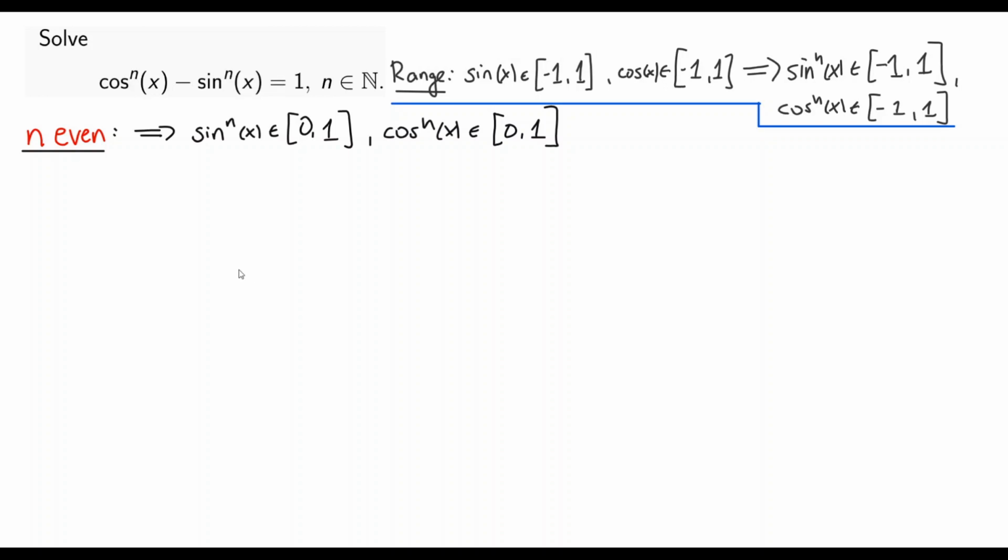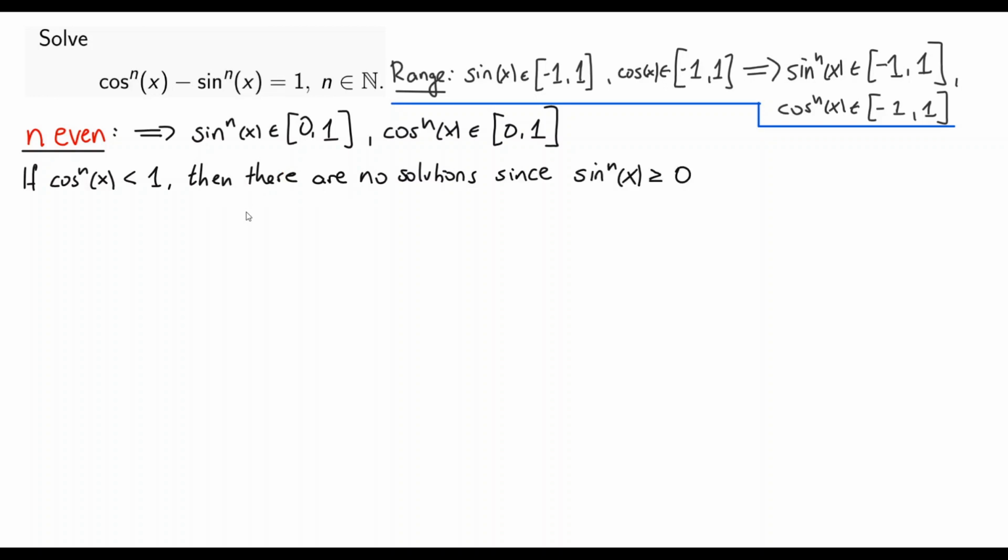Let's consider the case where cosine to the nth is smaller than 1. If that is the case, there are actually no solutions to this equation. Why? That's the case because the range of sine to the nth is always greater or equal to 0. So if we have cosine to the nth smaller than 1, then we would need sine to the nth to be less than 0 in order for this left side to add up to 1. And that's why there are no solutions to the equation if cosine to the nth is smaller than 1.